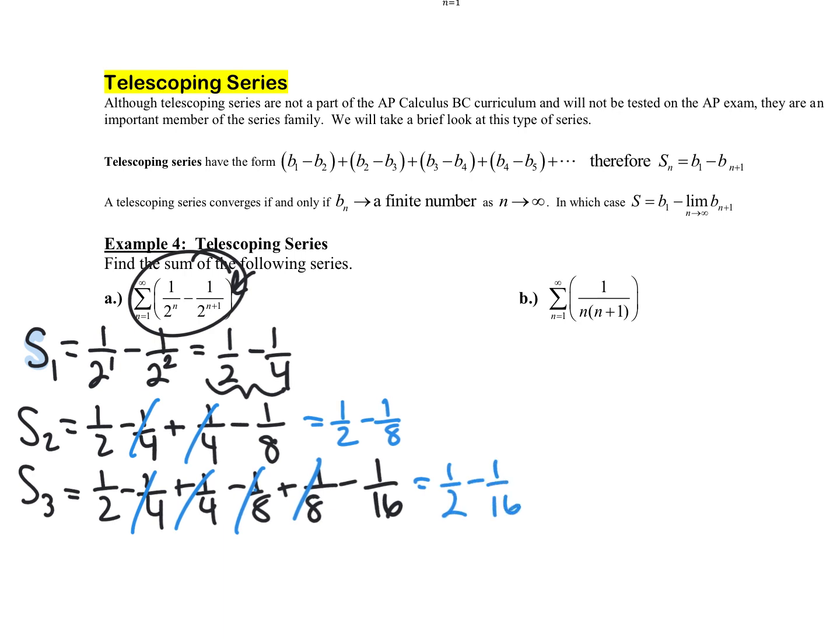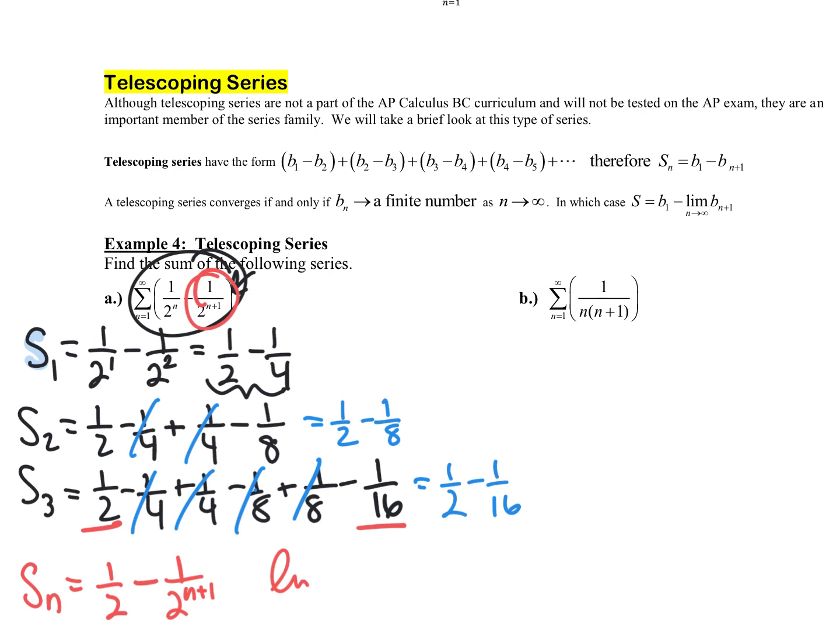So you can see with the telescoping, what's going to happen is all of the terms on the inside are going to end up canceling out, and you'll always be left with the first term and the last term. So we can easily write a formula for S sub n here, because it'll always be 1/2 minus the last term, and the last term will always be what you got from this. So 1 over 2 to the n plus 1.